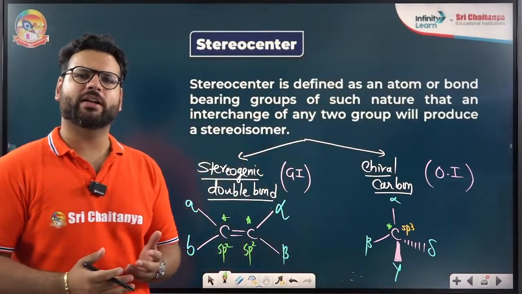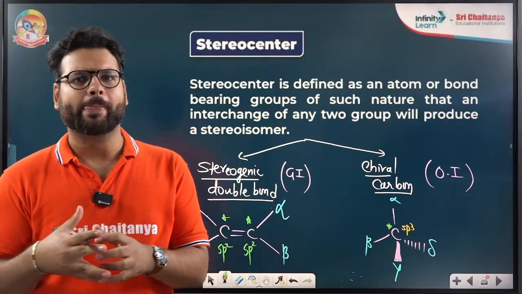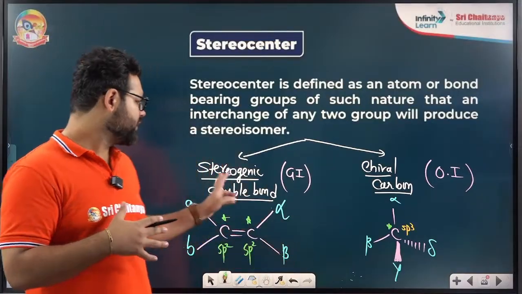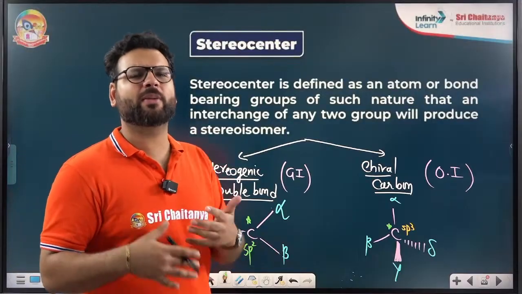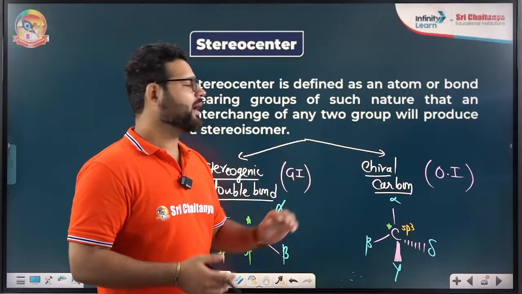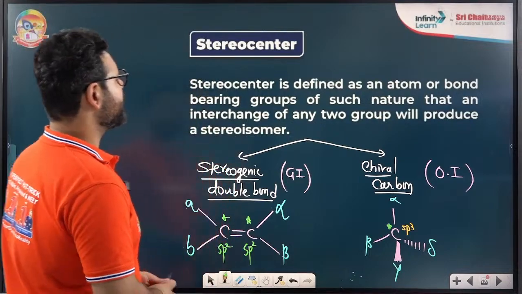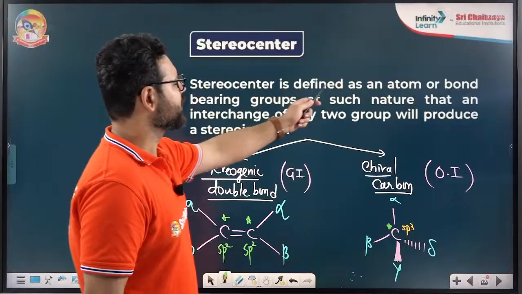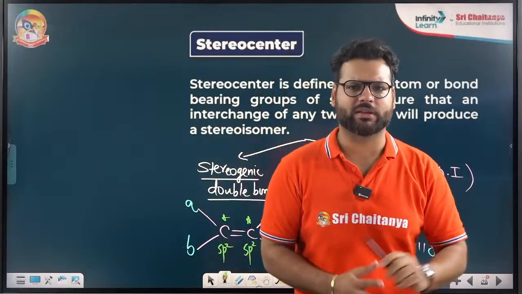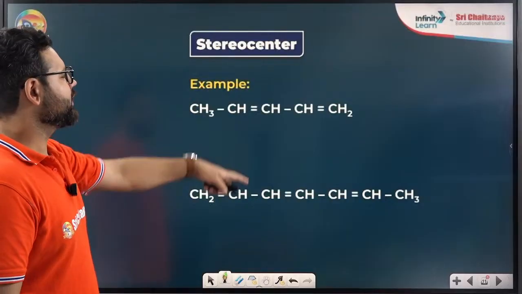So what is a stereo center? A stereo center is a center responsible for stereoisomerism. If stereoisomerism is of type GI, you can have a double bond or a ring also. Stereogenic double bond or a ring might be present. Double bonds are more important in the alkenes chapter. And if you want optical isomerism, a chiral carbon can act as a stereo center. It is defined as an atom or bond bearing groups in such a nature that it will produce different stereoisomers. For GI, we want stereo centers with a carbon double bond carbon.